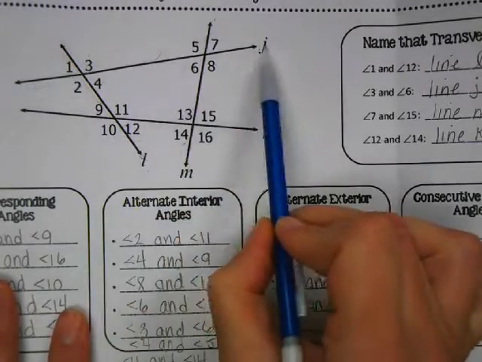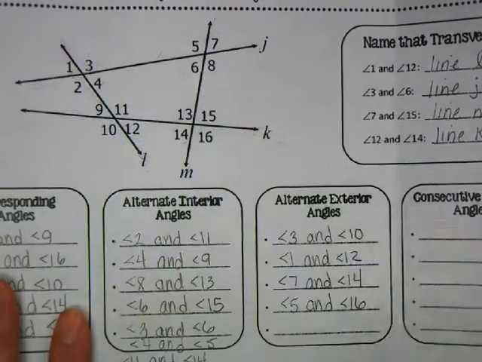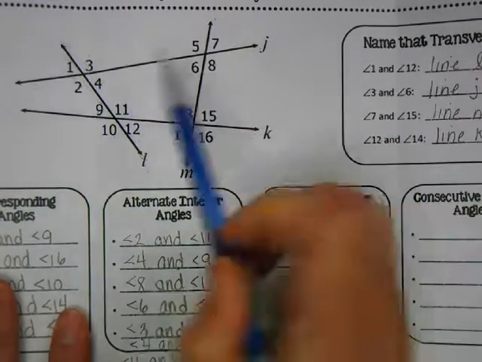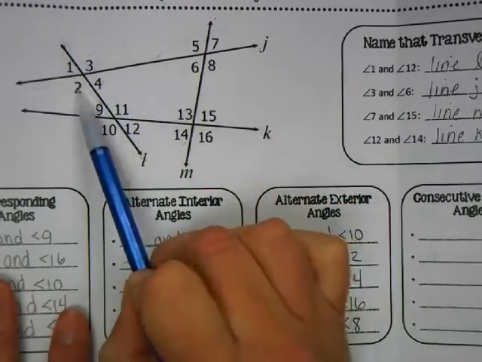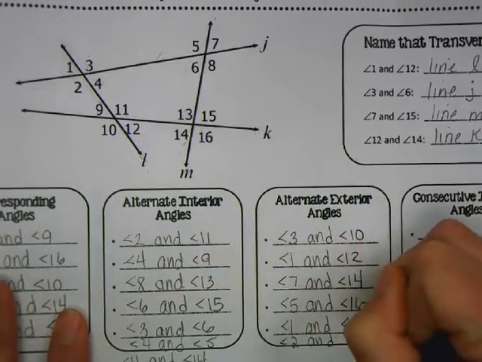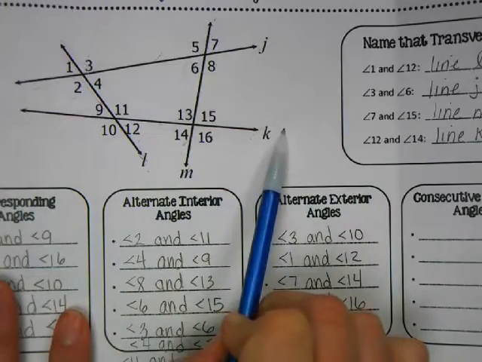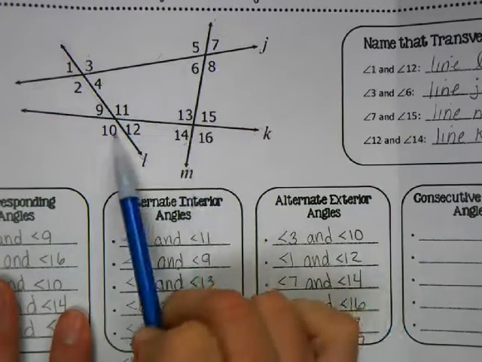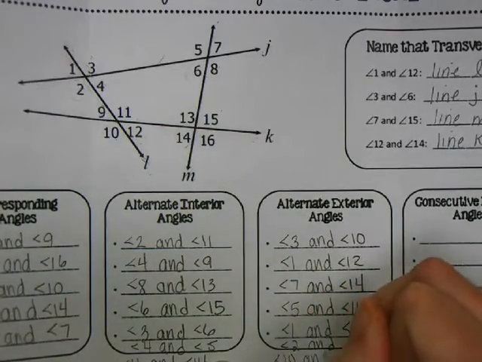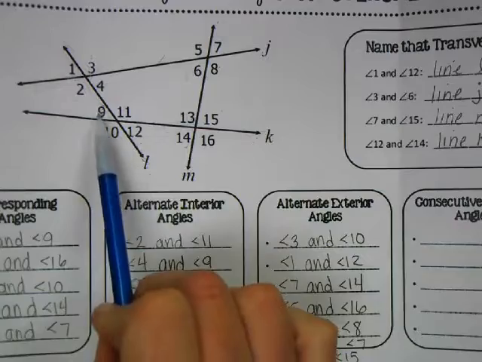Using J as my transversal, alternate exterior angles could be 1 and 8. You could also have 2 and 7. And then if you use K as your transversal, 10 and 15 are alternate exterior, as well as 9 and 16.